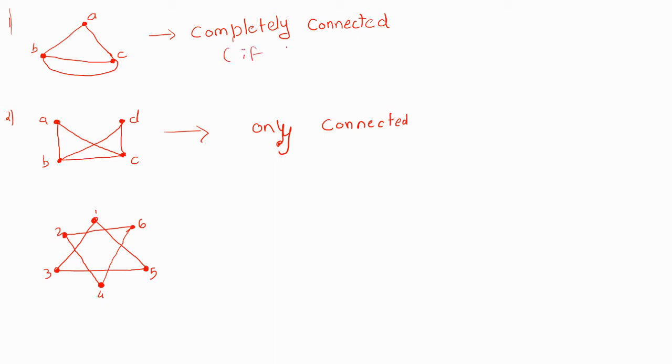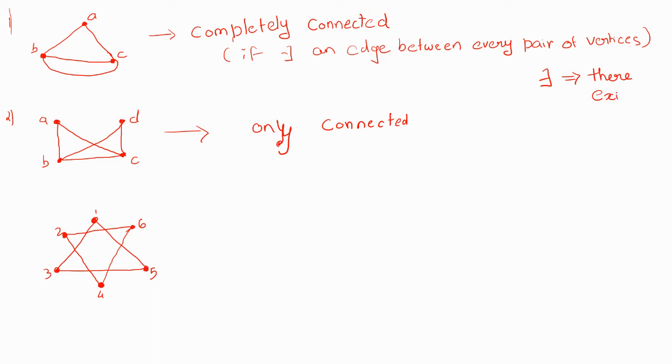Here you can define a graph as completely connected if there exists an edge between every pair of vertices. Now, this symbol, what does it mean? There exists. I hope you are familiar with this.